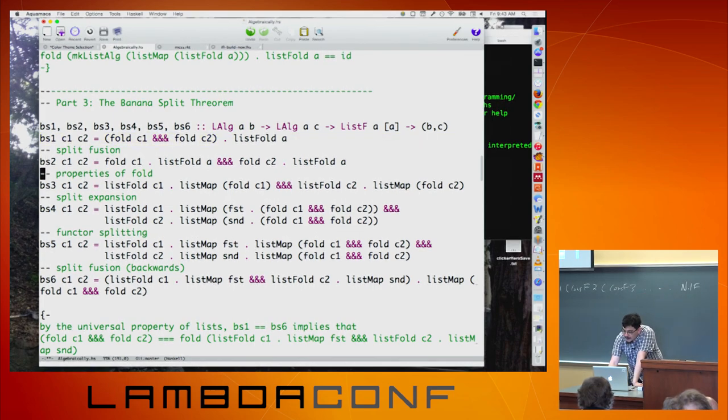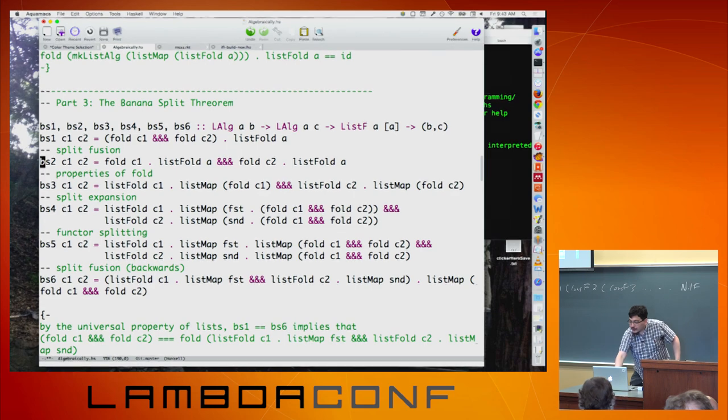Here is a slightly less naive way to do it, which is a result of a mechanical law that we call split fusion. And you can see exactly what it does. If I apply one function to something, and then fork it off, right?